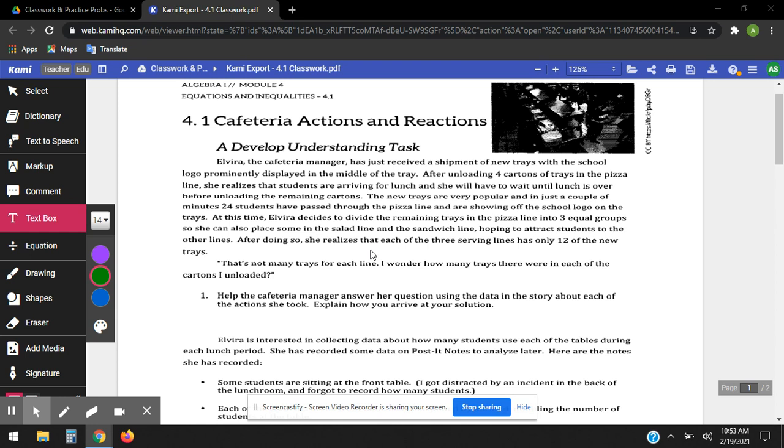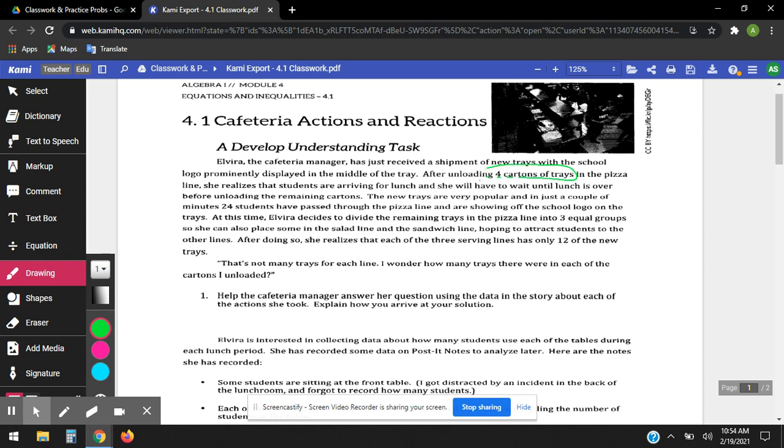After unloading four cartons, I'm going to just start marking some things here. After unloading four cartons of trays, in the pizza line, she realizes that the students are arriving for lunch and she'll have to wait until lunch is over before unloading the remaining cartons. The new trays are very popular, and in just a couple of minutes, 24 students have passed through the pizza line and are showing off the school logo on the trays.